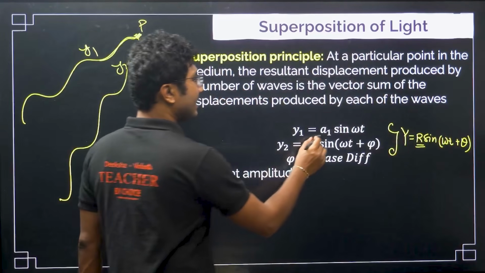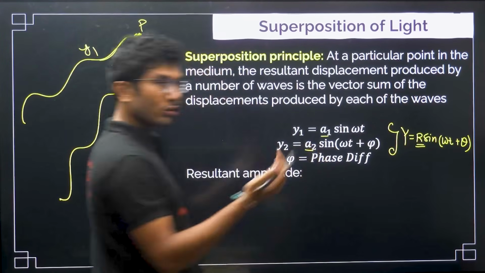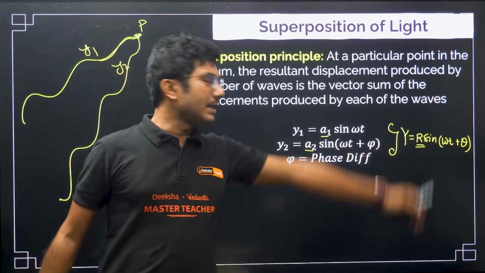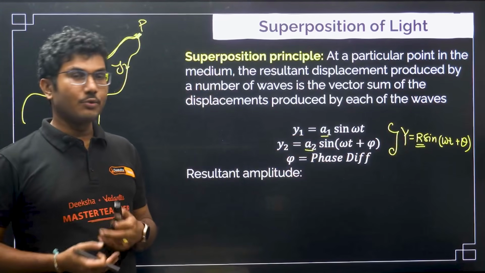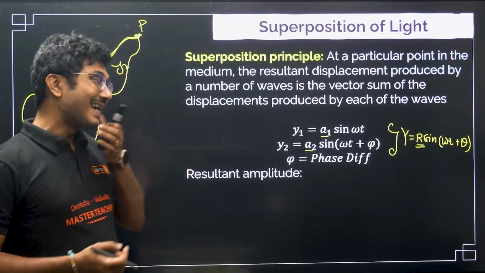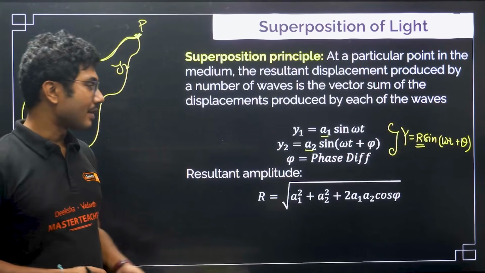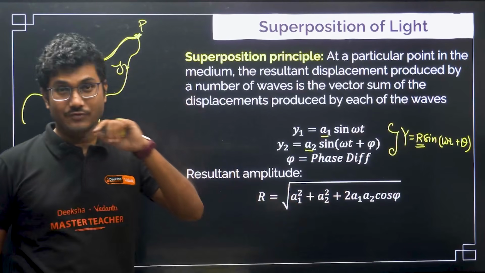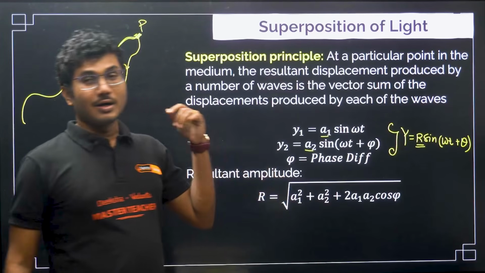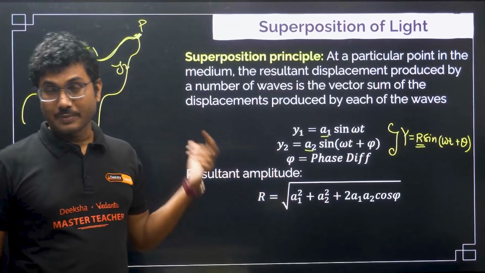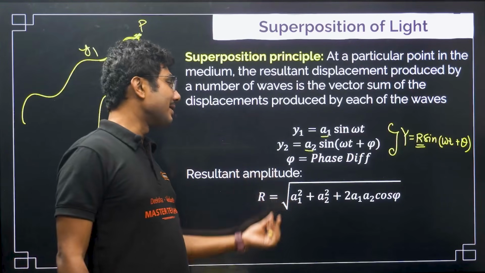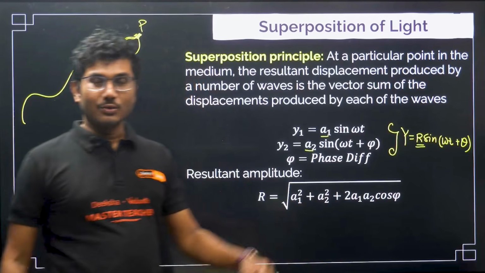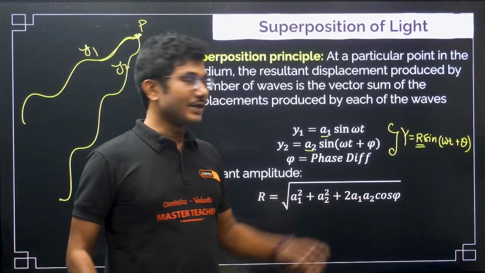This is the initial amplitudes A1 and A2. Both waves had different amplitudes, they are not the same, and once they superimpose on one another, what is the resultant? That is our first target, and it is simply the vector addition formula. If you remember the vector addition formula, a square plus b square plus 2ab cos theta. Similarly here, A1 square plus A2 square plus 2 A1 A2 cos phi. Okay, so simple vector addition formula.